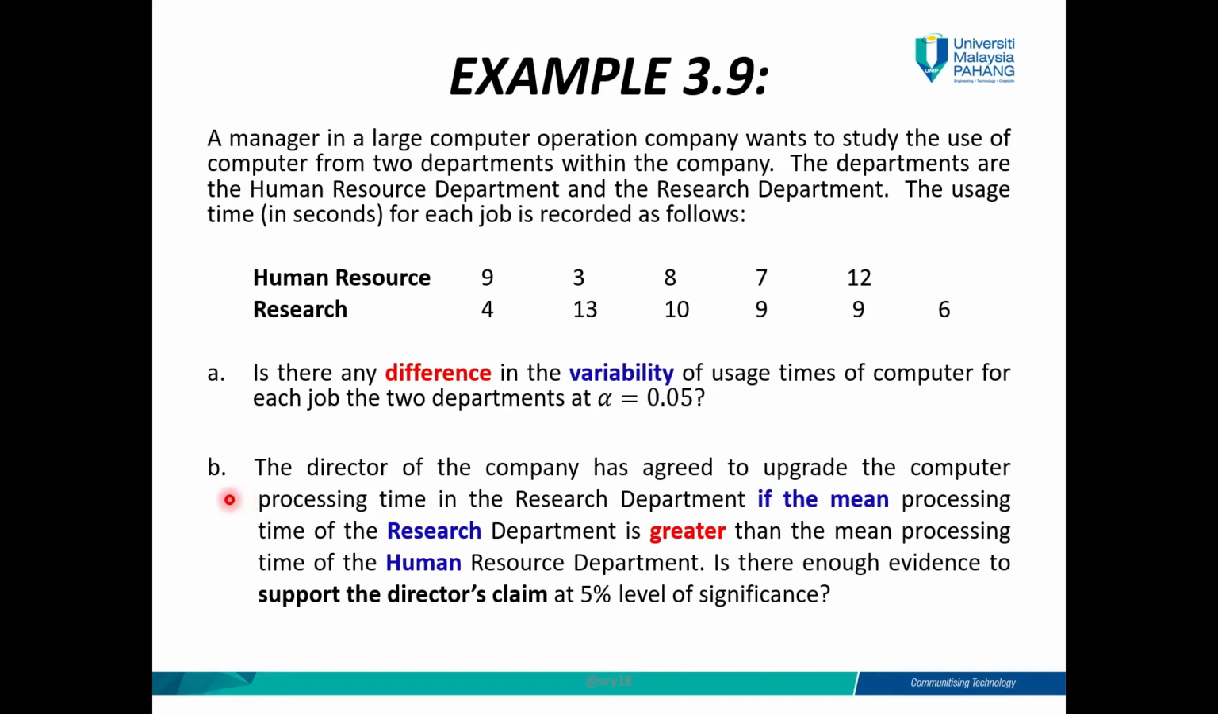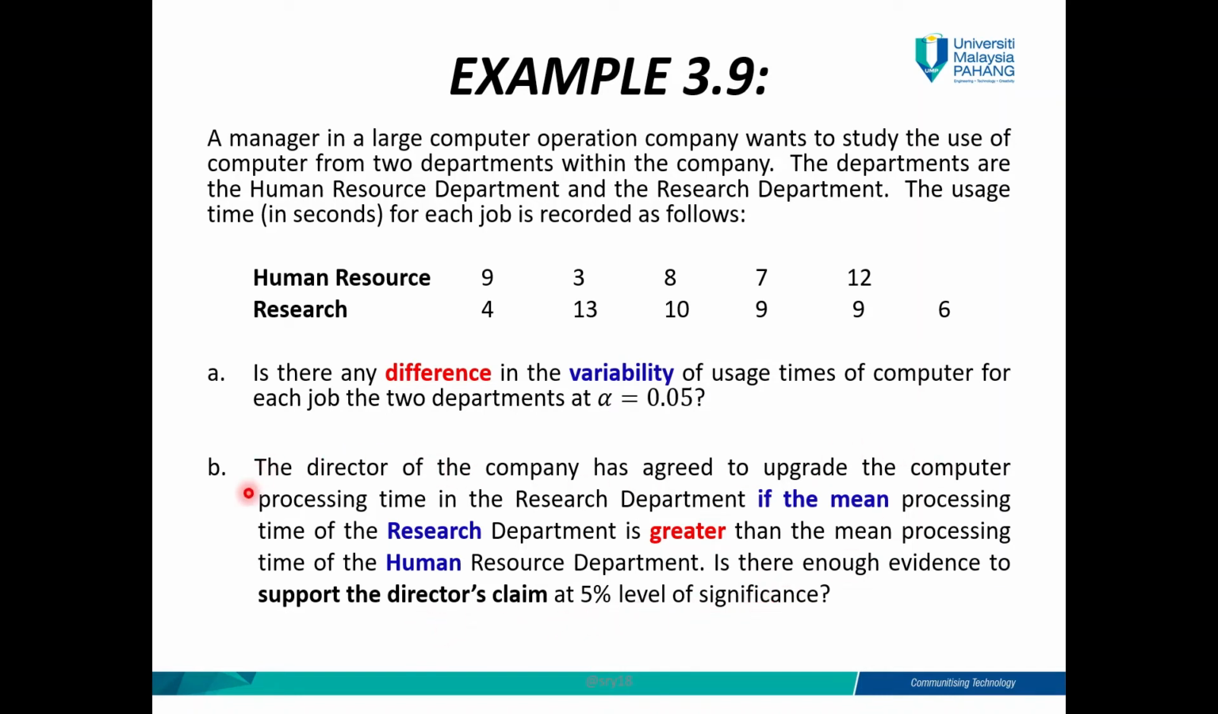Let's take a look. The director of the company has agreed to upgrade the computer processing time in the research department if the mean of the research department is greater than the mean of the human resource. So the director says, okay, research department, I will upgrade your computer processor if your average time is greater than the human resource average time. So this is what the director says. Is there enough evidence to support the director's claim at 5% level of significance?